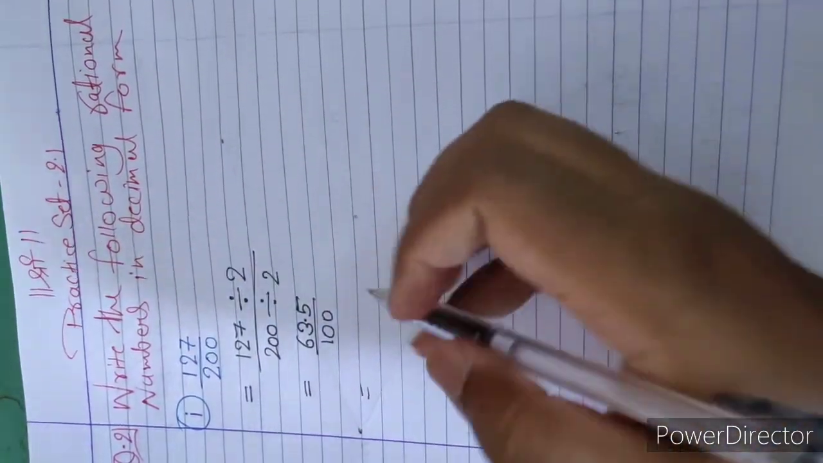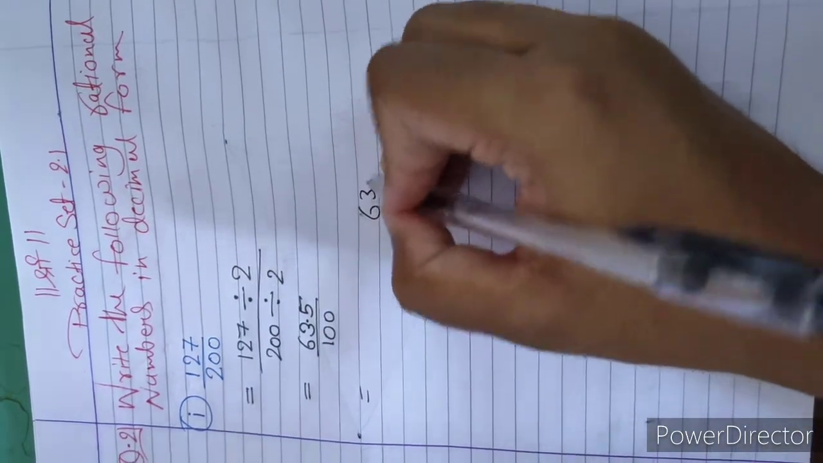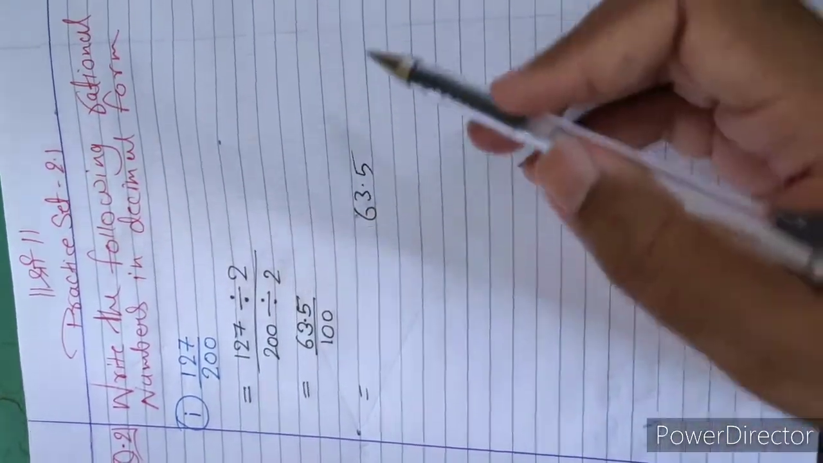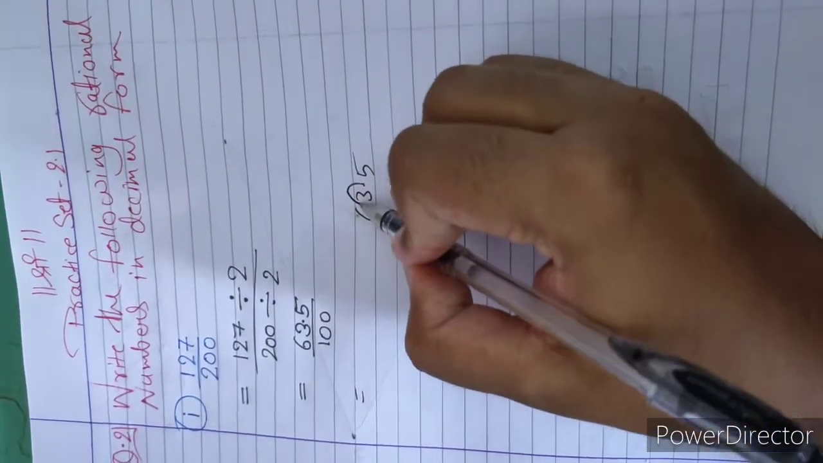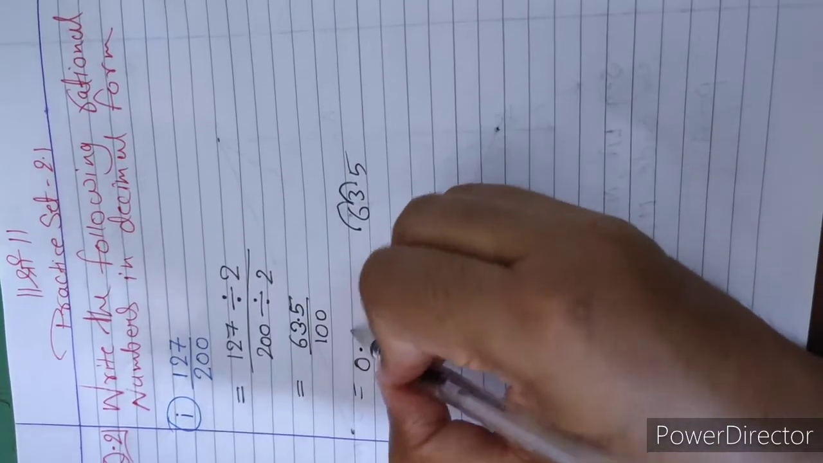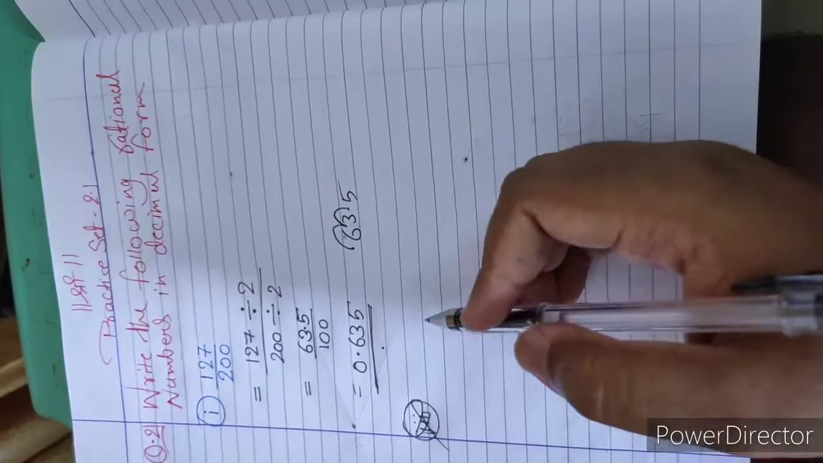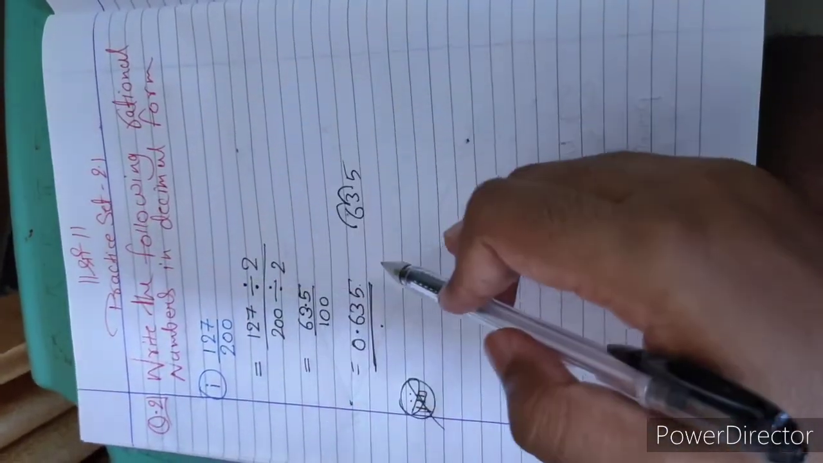So we trace it this way: 63.5, we have to move to the left by 2 places, so 1 and 2. So our number becomes 0.635. So here we got 0.635. Okay, this is the first method.